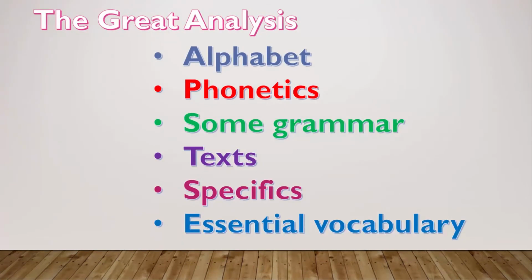Number three, after you find a PDF, you have to X-ray it to see if it has what you need. This is a list of things you should look into when deciding to download a book. Alphabet, because obviously you're gonna need to know it. Phonetics, because you're gonna wanna know how to pronounce those sounds. Some grammar, like how to form questions, negations, conjugations. Some text with translations. Some specific details about that language. And the most essential vocabulary, which is about 5,000 words.